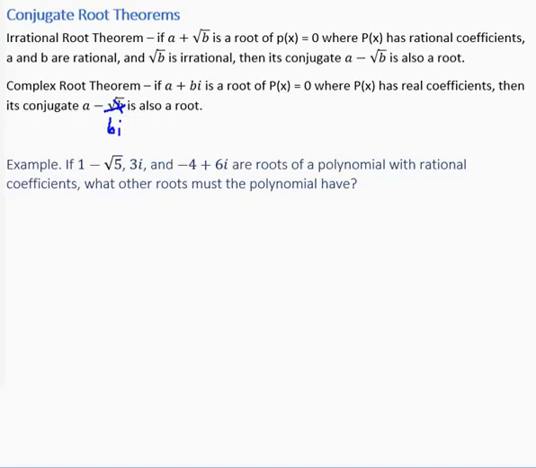And so that tells us, in this example it says if 1 minus root 5 is a root, 3i is a root, and negative 4 plus 6i is a root. They're all roots with rational coefficients. What other roots must the polynomial have? Well, since 1 minus root 5 is a root, one of the other ones will be 1 plus root 5.